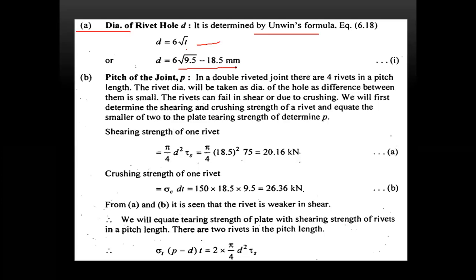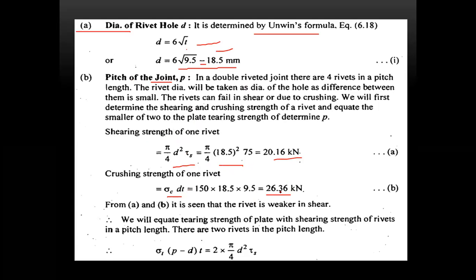With this we got d is equal to 18.5. Now what is the thing you have to find? You have to find the pitch. Therefore the shearing strength of one rivet, pi by 4 d square into tau s. Applying this formula here, you get 20.16 kilonewton. Crushing strength of one rivet, sigma c into d t, is equal to 26.36.